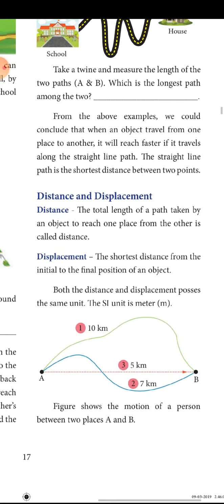Are you able to understand what distance and displacement are? For distance, you may go in any direction. For displacement, a direction is mentioned. So distance does not mention any direction, so it is a scalar quantity. Displacement has a direction, so it is a vector quantity.